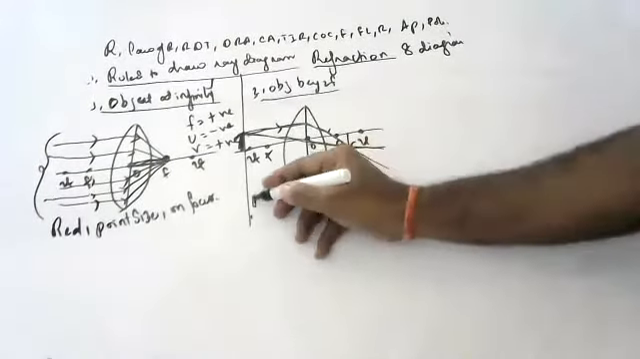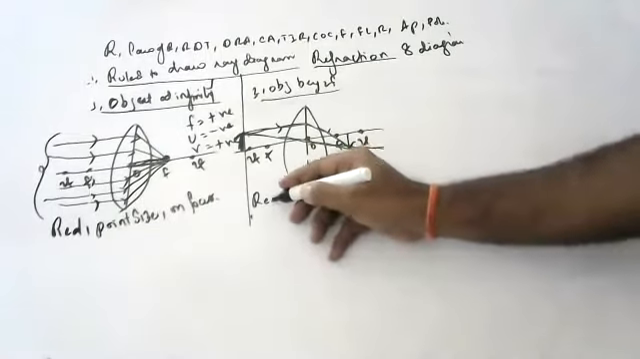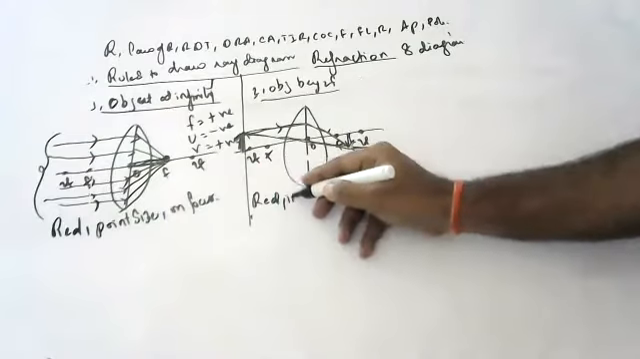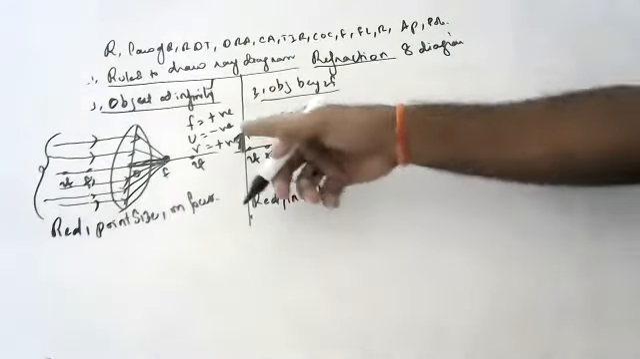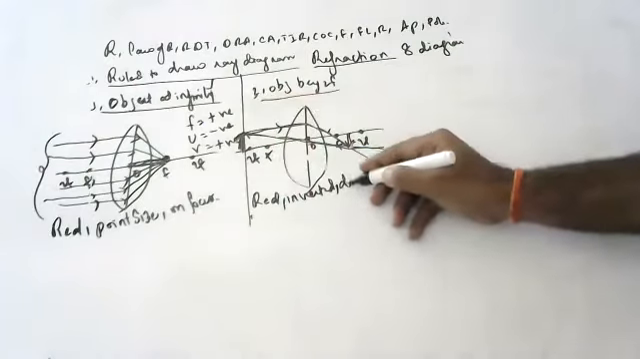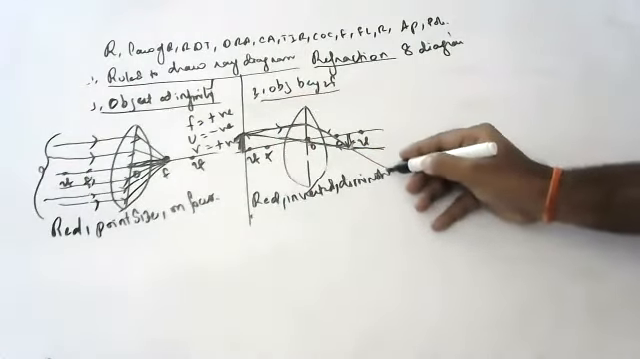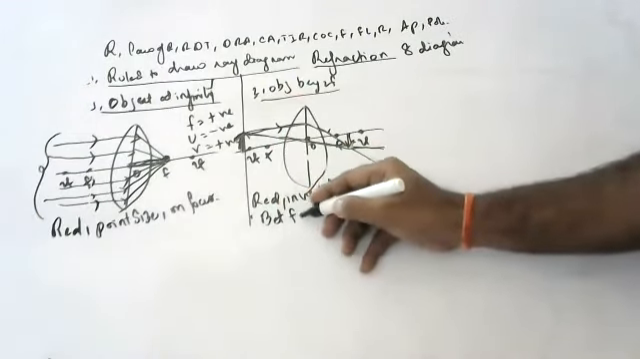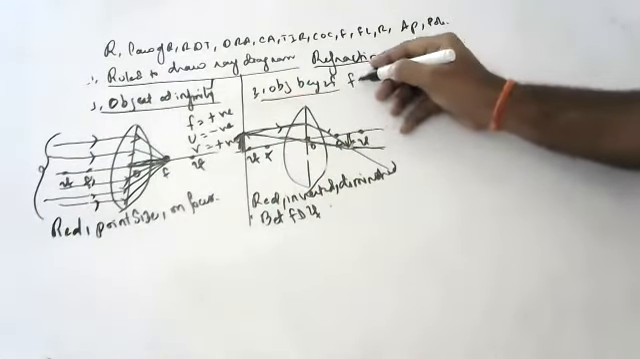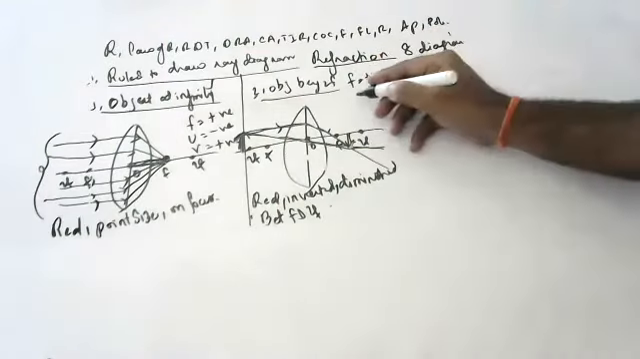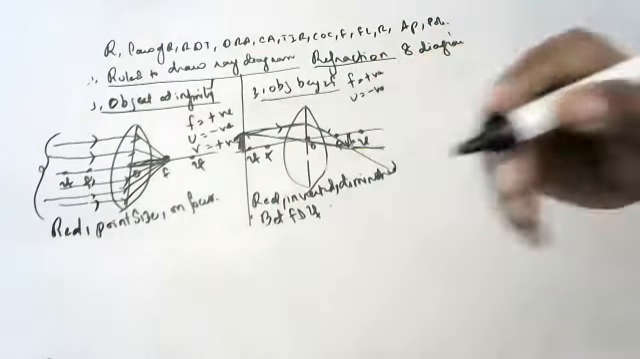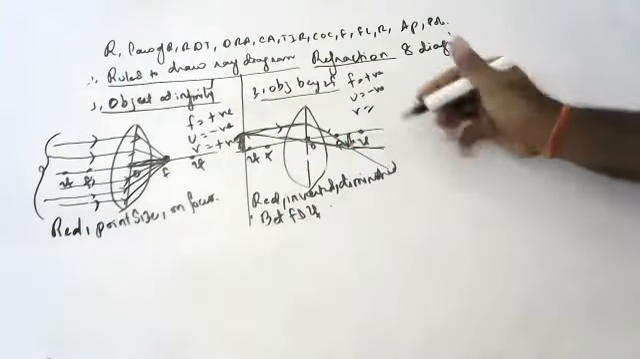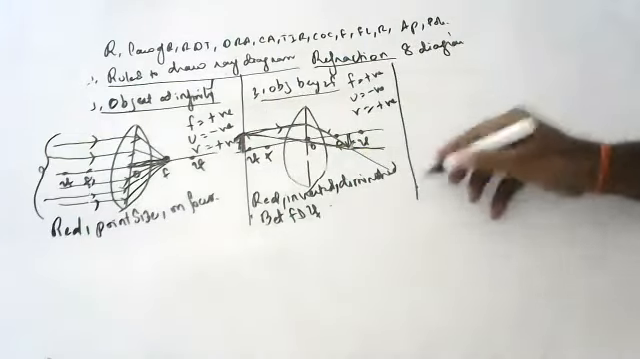What are the characters, children? It is formed on this side, so it is real. The object is like this, the image is reversed, so it is called inverted. The object is big, the image is small, so it is called diminished. It is formed between F and 2F. Focal length is always positive for a convex lens. Object distance is negative, and image distance is positive, since this side is negative and this side is positive.